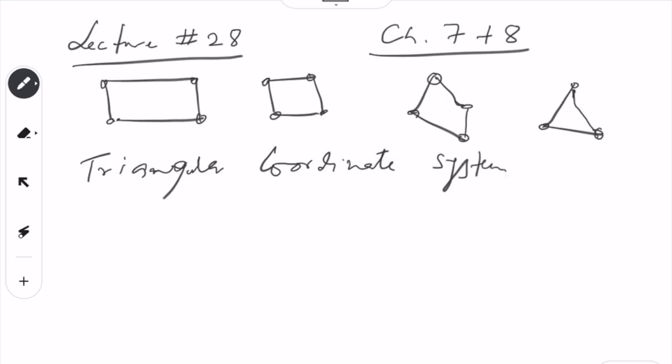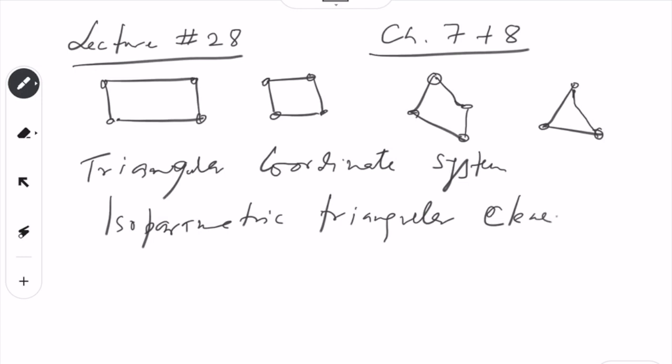What is the meaning of that? The meaning is basically, instead of solving the way we did for the triangular element in the last video lecture, we are going to use isoparametric element. So, you say isoparametric triangular element.